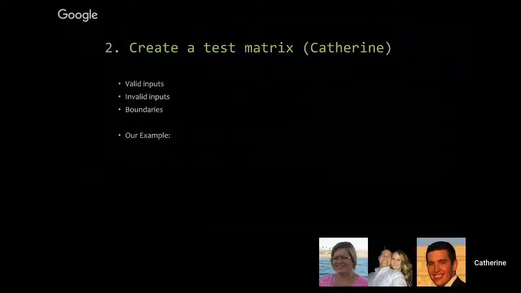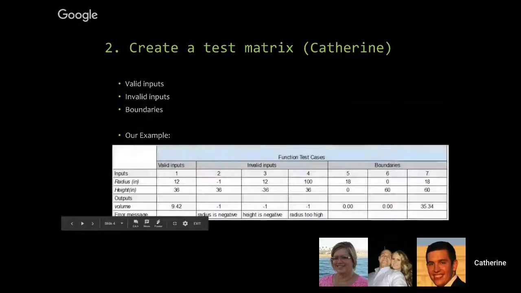After you define the problem, you'll create a test matrix, and you'll get some examples of some valid inputs, invalid inputs, and the boundaries that you set up with your parameters. And in our example, we have valid input 12 and 36, and it runs through all of these examples, these test cases, and shows what the output should be if our function is working correctly.